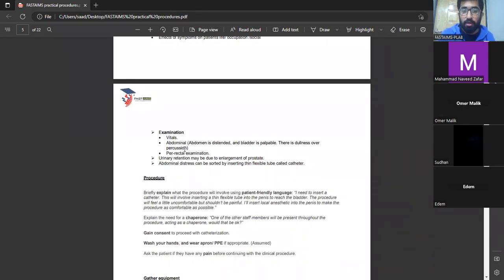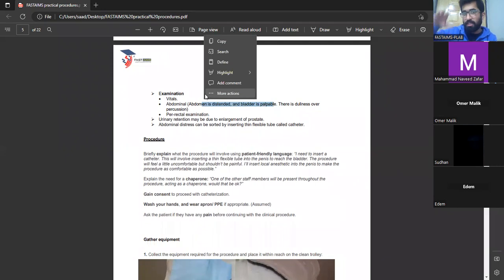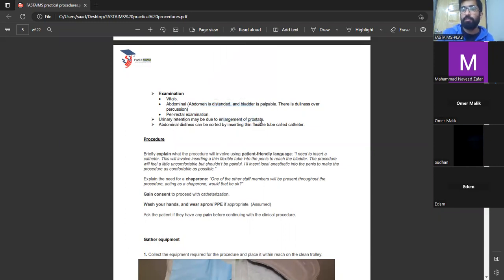When you mention these examinations, the examiner would hand over to you some notes. On those notes, it would be written that abdomen is distended, bladder is palpable. Now you know that the patient has not been able to pass urine for the last 24 hours, and everything is in your mind. Abdomen is also distended and bladder is palpable. There's dullness on percussion, and on perectal examination there's enlargement of prostate. It would be written on the pages that would be handed over to you. Now it is proved that it is urinary retention. How? History part. Secondly, examination part.